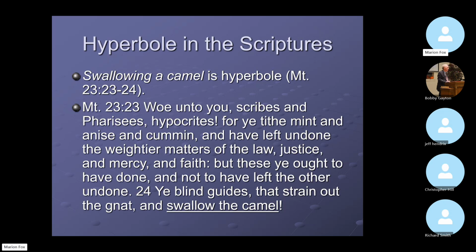Now, what were they doing? Straining the gnat out might be the little bitty things that they're worried about. And it's not wrong to be concerned about tithing mint and anise. You need to be sure you give a tithe of it. But that's probably the gnat. But swallowing the camel was whenever they left undone the weightier matters of the law: justice, mercy, and faith. See, I think that's the swallowing the camel. Questions or comments?